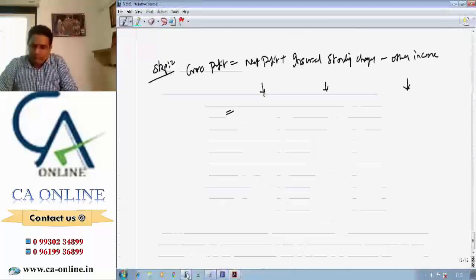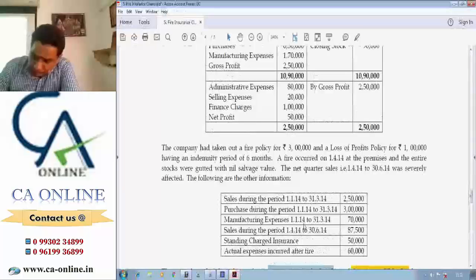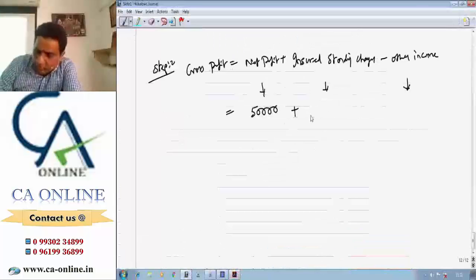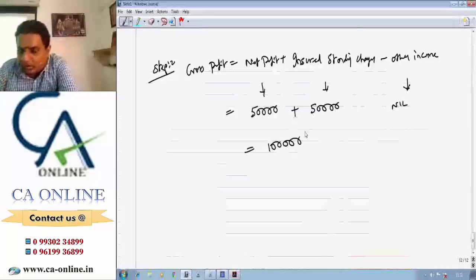Then net profit 50,000, insured standing charges 50,000, that is also 50,000. Other income not given, so 1 lakh. So here the problem is solved as of now, but it is not over.